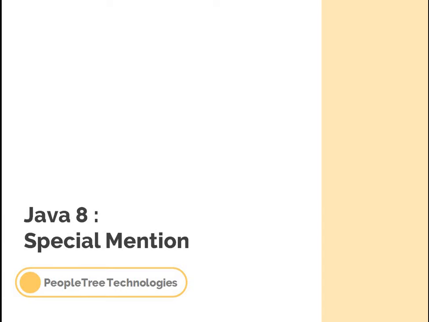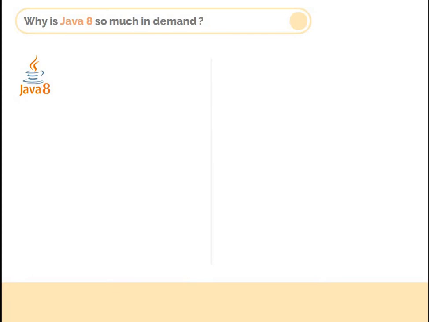Now Java 8. This is a special mention on Java 8. Why do I wish to touch upon this topic for Java 8? Well, this version of Java 8 was a breaking change in Java's approach towards building applications. Now, in the coming slides, we will see why Java 8 is so important and what makes it so much in demand. So, why is Java 8 so much in demand? So, here are the reasons.